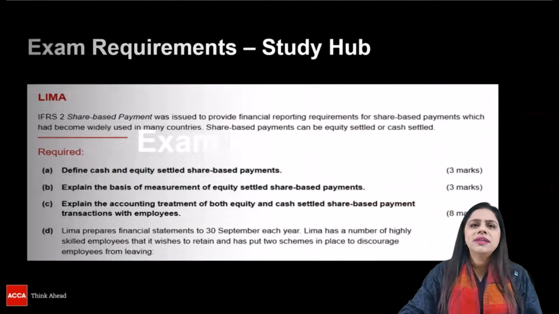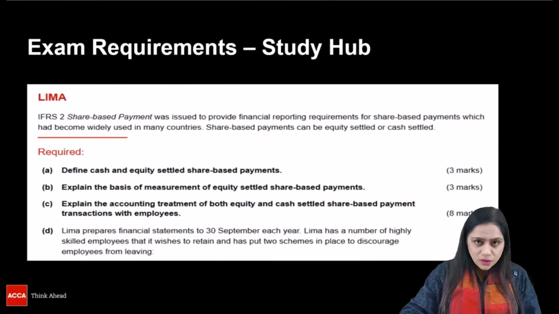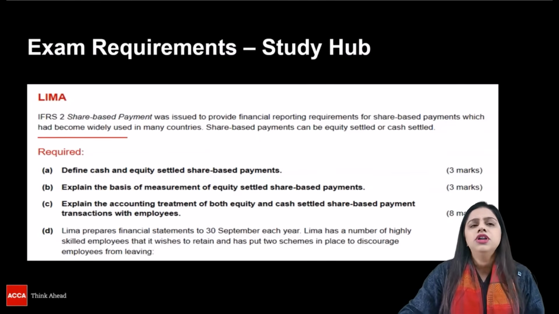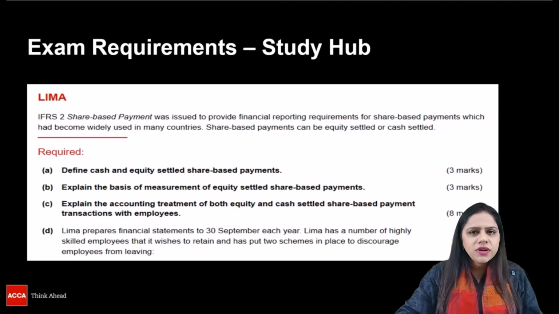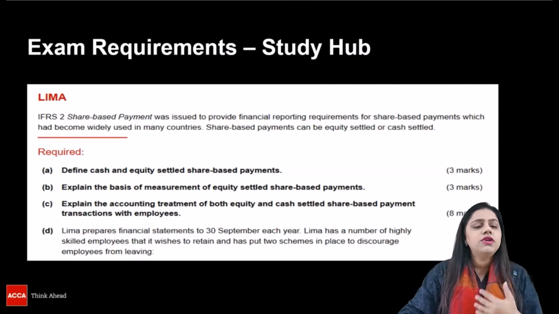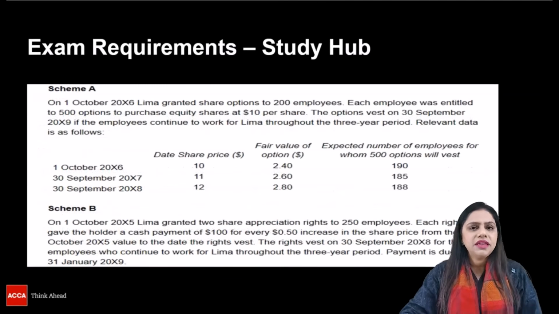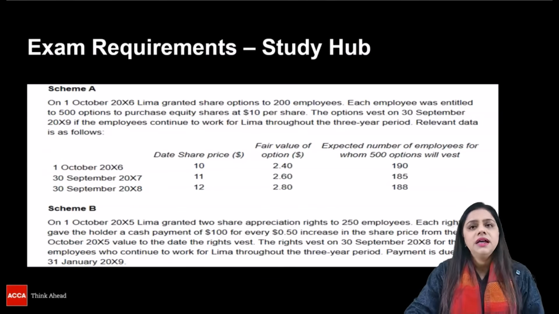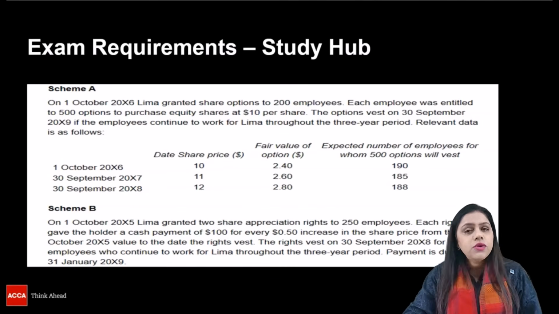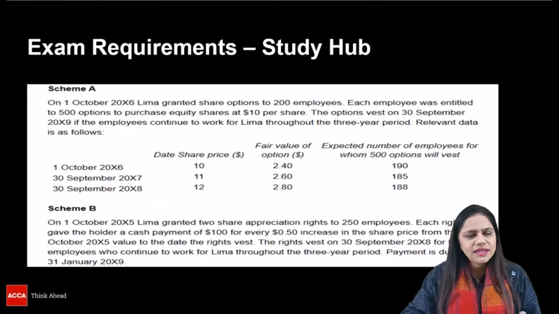Now, just a quick example of a question. I have taken this question again from the practice questions of your study hub, the ACCA study hub. You can access it over there also. But just for your understanding, I've taken the screenshots and put them over here. This one asks to define what cash and equity settled transactions are, and what the basis of measurement is. This was comprehensively covering. Then, if you see, the examiner gave 2 schemes. One scheme was talking about granting of share options. The other one is talking about granting of share appreciation rights. So one is a cash settled transaction, the other is an equity settled transaction.